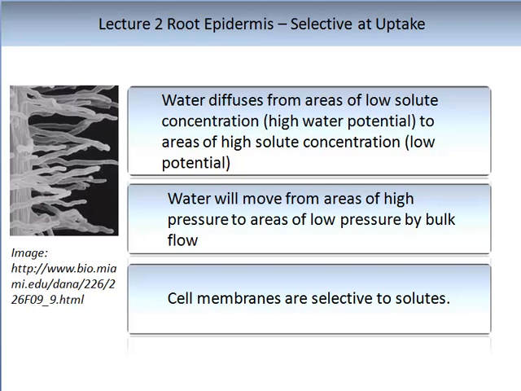Water will move from areas of high pressure to areas of low pressure by a process known as bulk flow. And finally, as discussed in the previous slides, cell membranes are selective to solutes. So solute concentration, the pressure of the cell and the area, and the selectively permeable membranes are what enables selective uptake at the root hair epidermis.